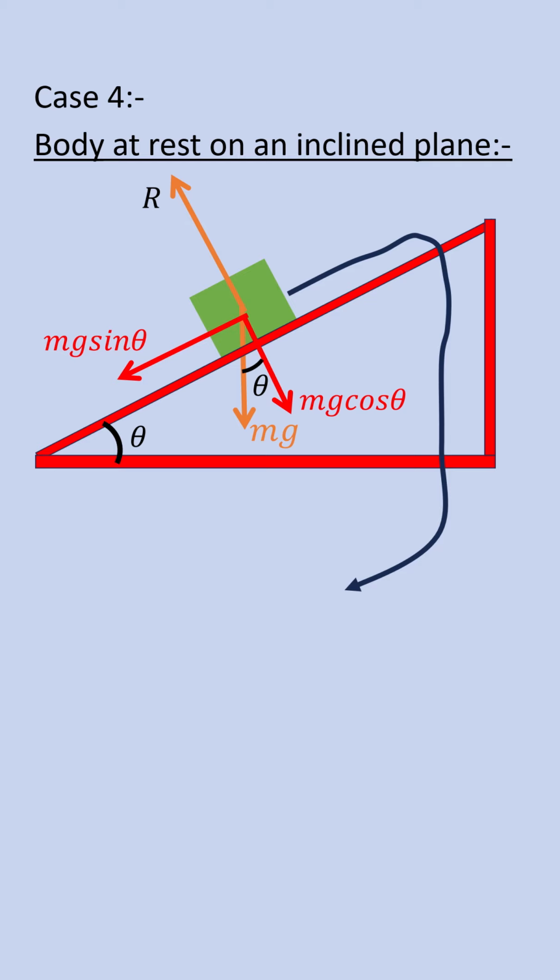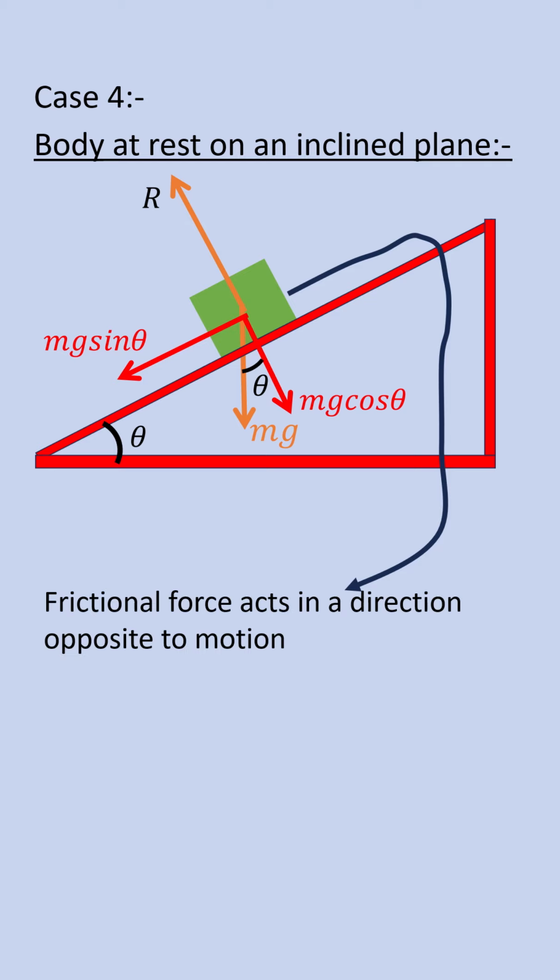Now the body is at rest. Frictional force acts in a direction opposite to motion. The component of weight, mg sin theta, tries to give motion downward. Meanwhile, the frictional force Fr comes into play immediately.